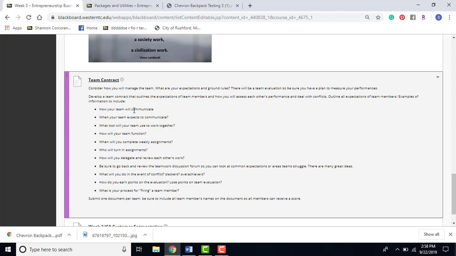So, clearly outline what your expectations are for every member of your team so everyone is held to the same standard. How are you guys going to communicate outside of class? You're going to have to. What are your expectations as far as communication? Is it professional? Are you guys okay with text language? Do you expect a certain response time?